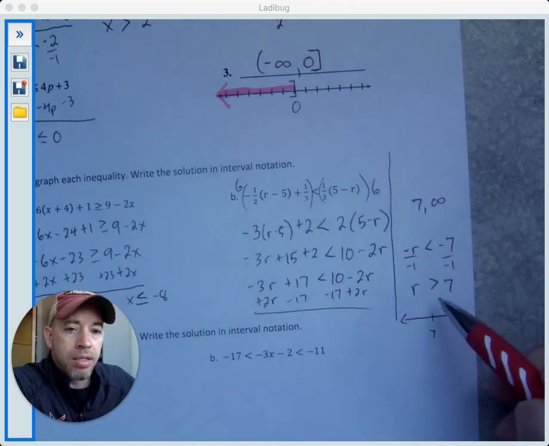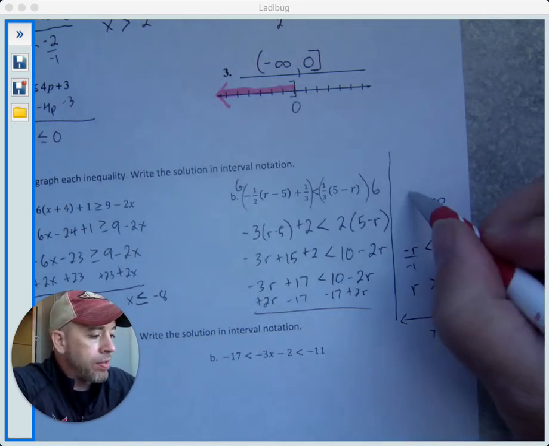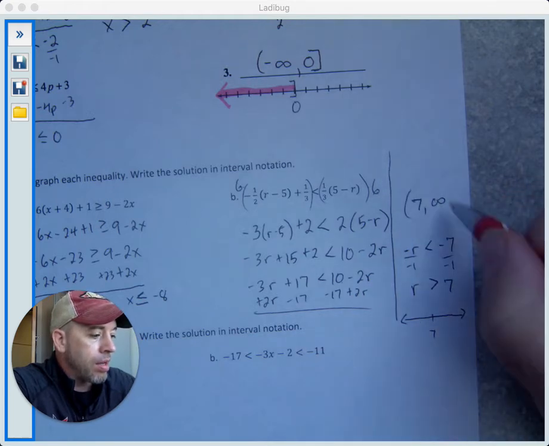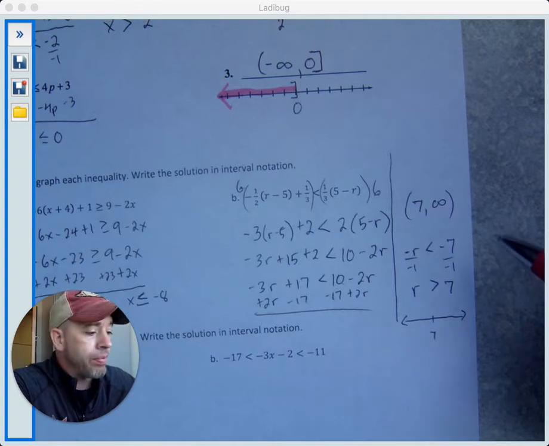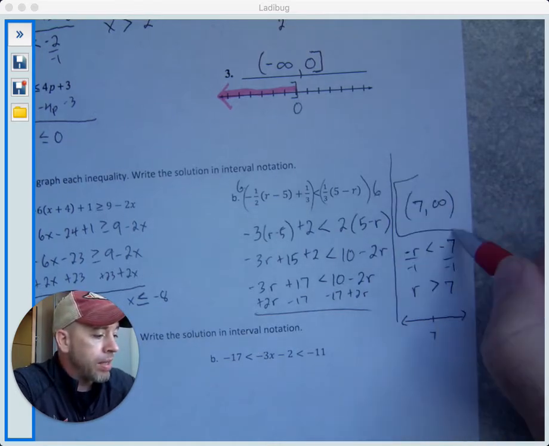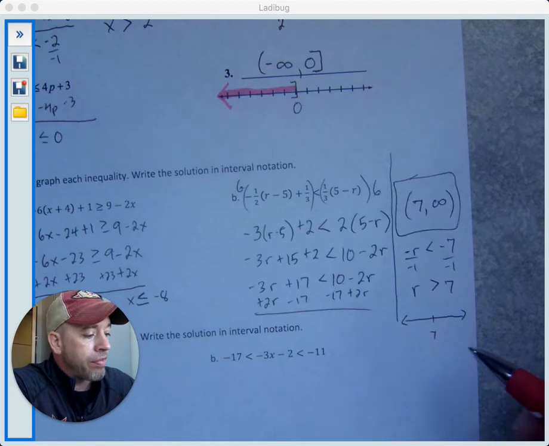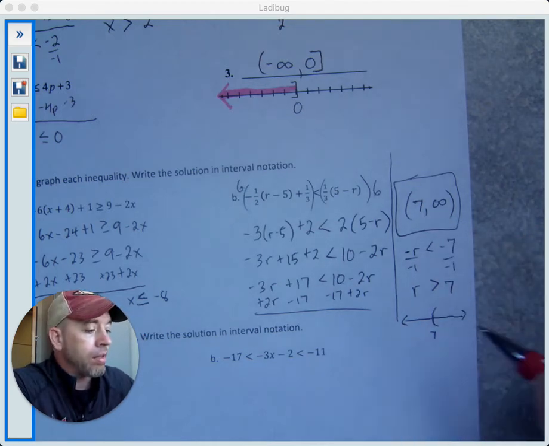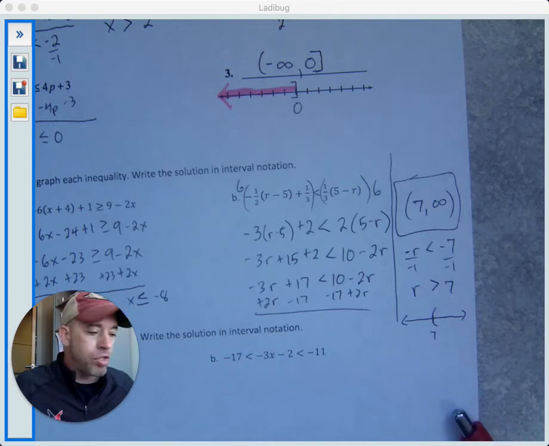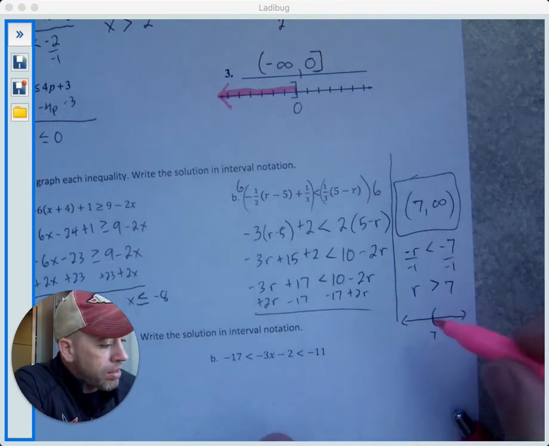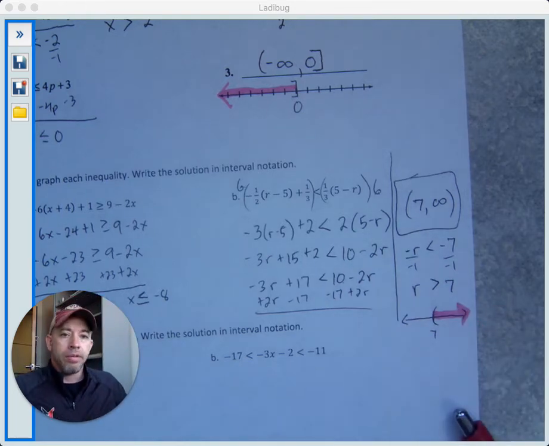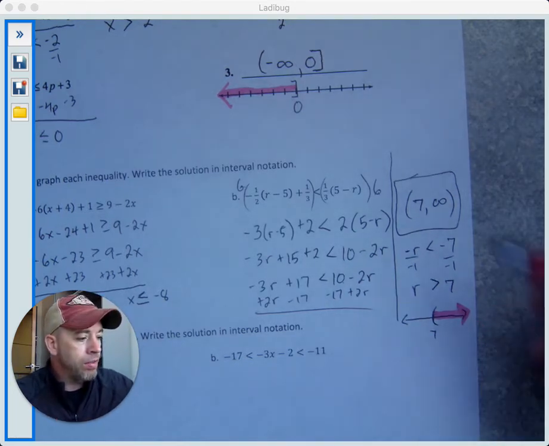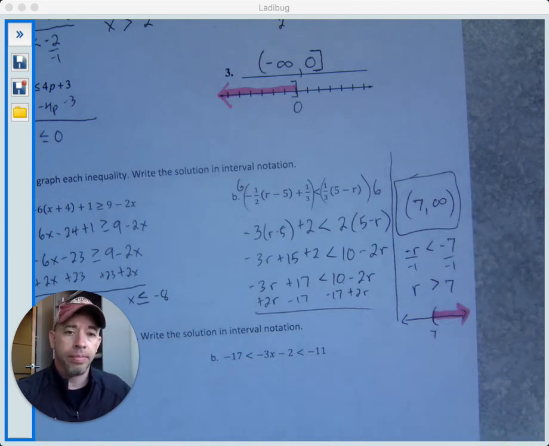In this case, since there's no equal to bar, we have a parenthesis with the 7 and a parenthesis with the infinity, because we can never get to infinity. So this is my interval notation. That's my answer, really. As a graph, we're going to just mimic the interval notation. We have a parenthesis, and I'm going to shade with my little highlighter everything to the right. Alright, so we have interval notation, we have our graph, all is good.